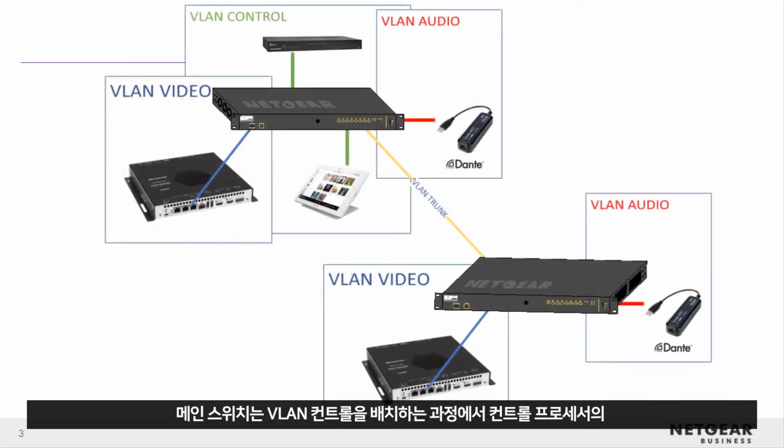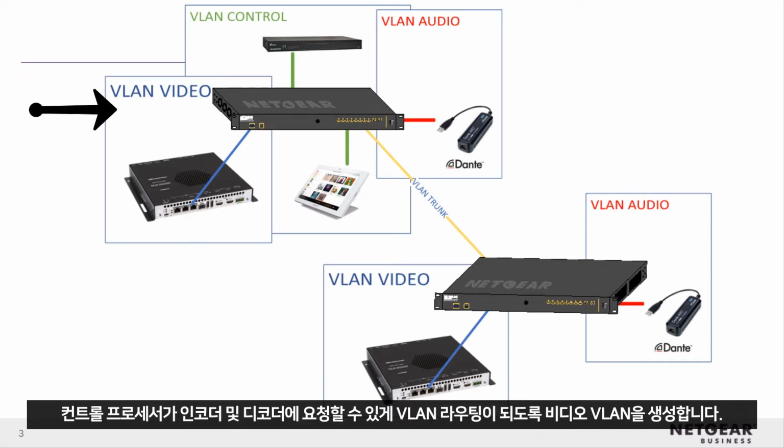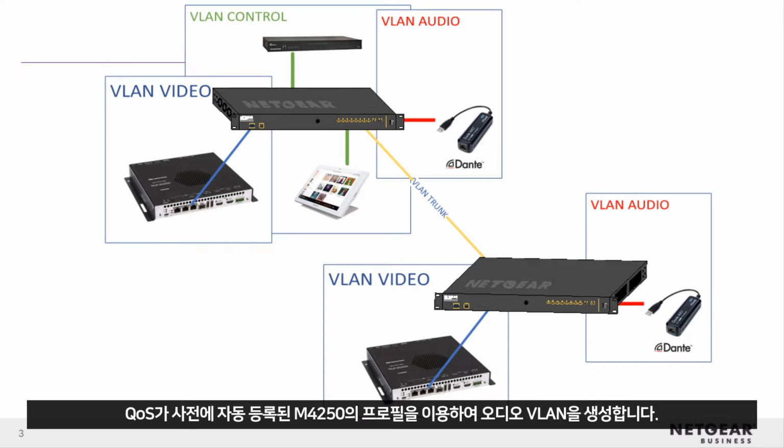So on the core switch, the primary switch, we create the VLAN control. This is very, very important. It's where you put the control processor, the touchpad, everything about control. Then we create a VLAN video. So it should be a VLAN routing because we want the control processor to give orders to the encoders or decoders. And we will create an audio VLAN with the QoS. It's automatic with the profile on M4250.